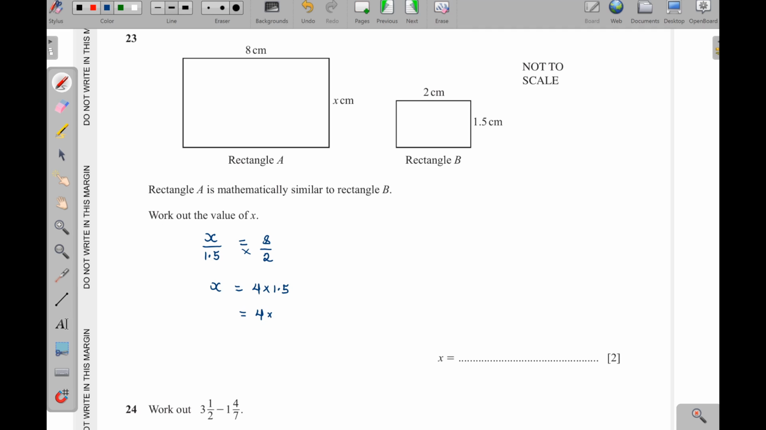1.5 is the same as 3 over what? Over 2. This one can go here 2 times, then 2 times 3, you get a what? A 6. As simple as that. Even you can see that this one here was multiplied by 4 to give you the 8. That means get this one, multiply it by 4 to give you the x here, which is 6 centimeters.